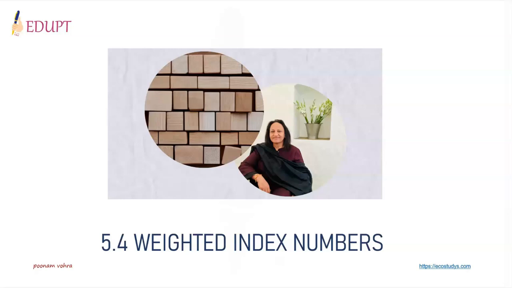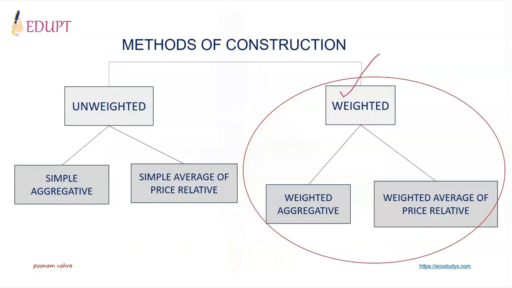Now let's move on to the weighted index numbers. In weighted index numbers, all the items of the series are assigned rational weights in an explicit manner. Weights are assigned to various items to reflect their relative importance in the series. These are constructed by weighted aggregative method and weighted average of price relative method. Let's understand these in details.